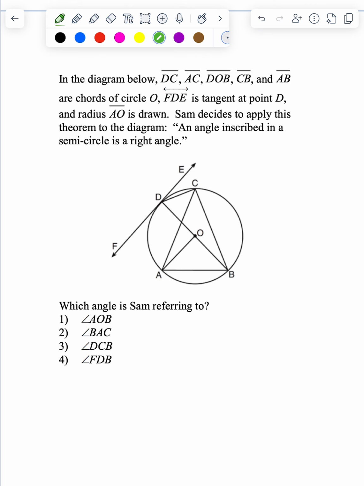It's not angle AOB, that's a central angle. Let's see if it's BAC. Nope. That doesn't open up to a diameter. Let's see if it's DCB. There it is. Endpoints on the diameter, on the semicircle. So it intercepts the semicircle. And that's it for this video.